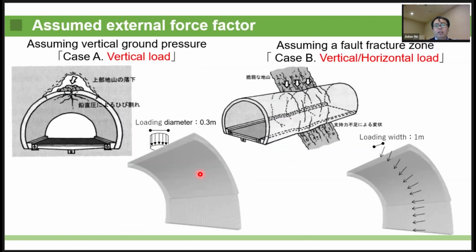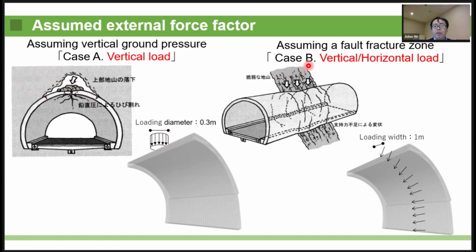This slide shows load conditions acting on lining concrete. These are the 2 load conditions simulated in this study. Case A simulated a vertical load. A local load with a diameter of 0.3 meter acts on the tunnel top. This is a load acting due to loosening of the ground.